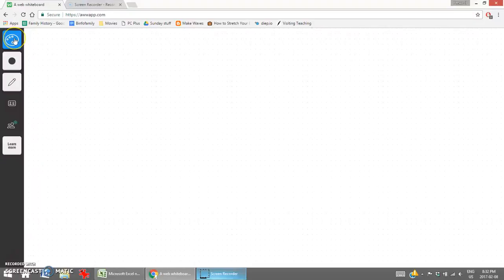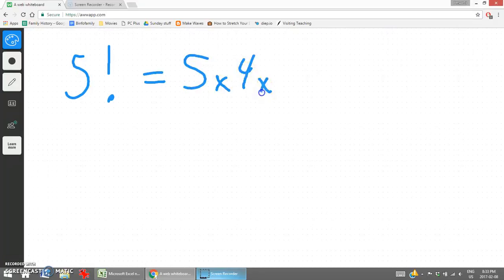Let's get this coloring. So factorials are represented by a number with an exclamation mark. That does not mean 5 exclamation mark. It means 5 factorial. A factorial is basically taking that number and multiplying it by every number down to 1.